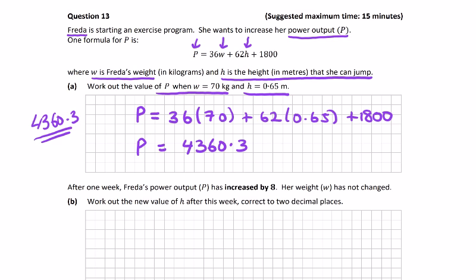If I don't, I jot down the next answer. It's easy to make a mistake. You might leave out a bracket or a decimal or something. But this is the power, 4360.3. For part A and B, there was 10 marks in total.